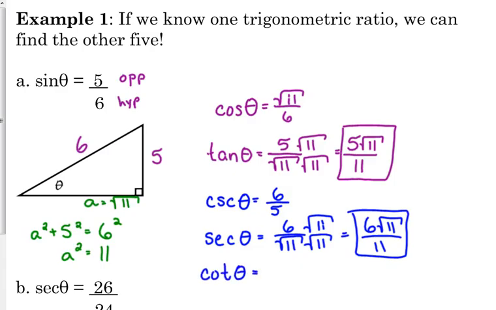Cotangent is the reciprocal of tangent. Now, I'm not going to flip that final version over because if I do, I'm going to end up with the square root in the bottom. I'm going to go back to when I first set up tangent and got 5 over the square root of 11, and flip that version over so that I get the square root of 11 over 5. If you worked it out, the other one would end up simplifying to that, but it's just more work than you have to do, okay? So those are our 5 trig ratios for this one.